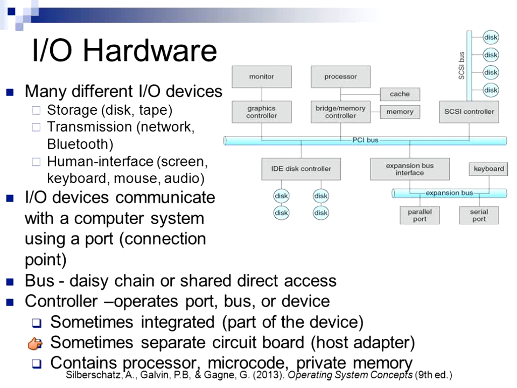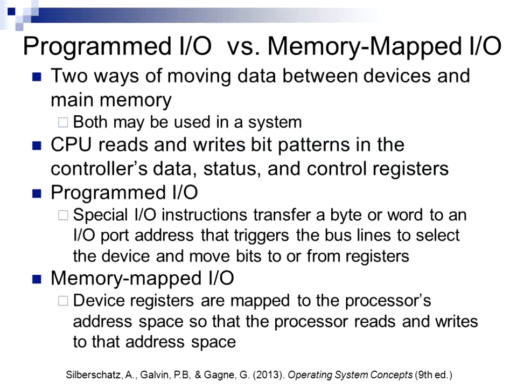Now, the way that the CPU talks to these different controllers is by writing bytes into the different registers for that controller. And it can do that in one of two ways. We have what is called programmed I/O, or programmed input-output, or memory mapped I/O. And so these are two ways of moving data between the devices, whether we're talking about a hard drive or a DVD or whatever, and main memory.